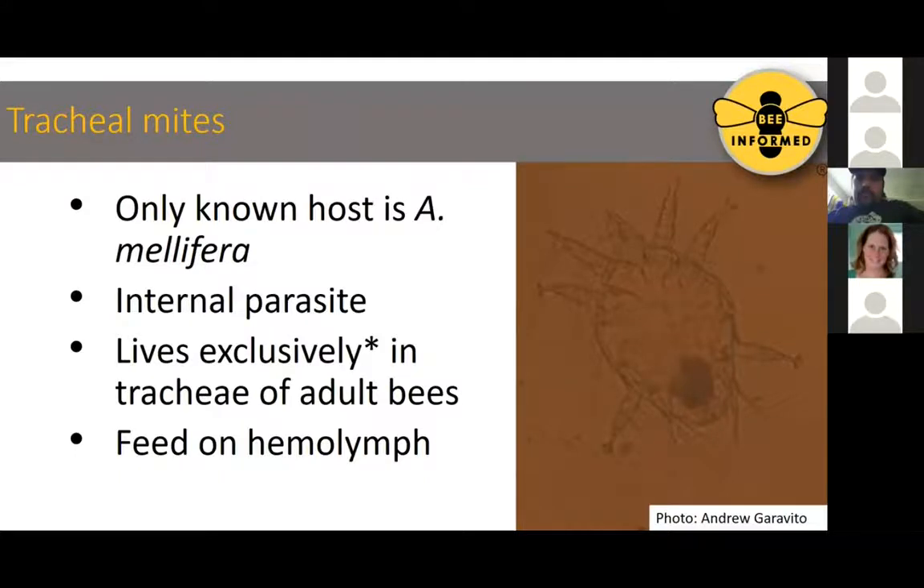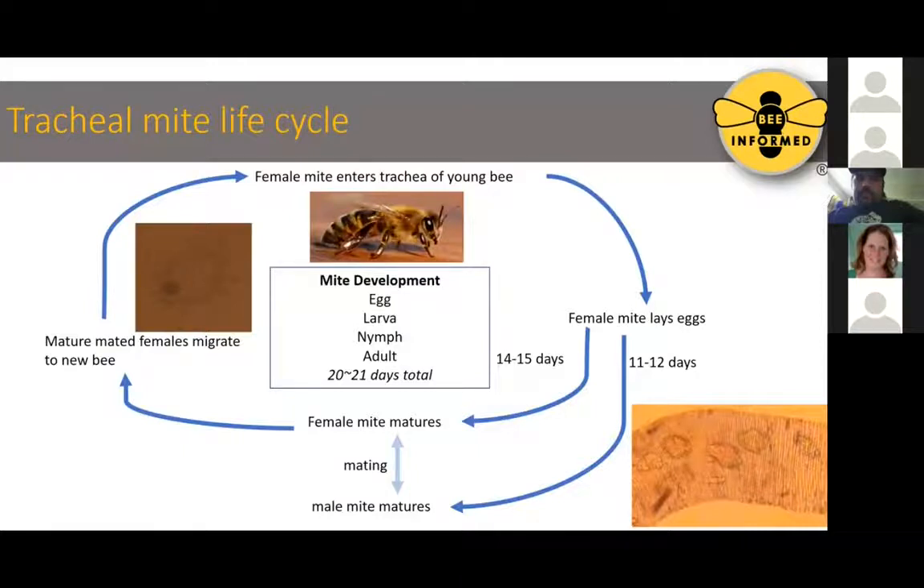This next slide outlines the life cycle. It basically begins when a female mite detects air, the outward breath of the bee, if you will, from a spiracle, which is a hole at the end of a trachea in the bee's thorax. So it's the end of the line in the respiratory system. She's able to detect that, and she's able to pick out a young bee, typically between 1 and 4 days old, that she's going to enter the respiratory system of.